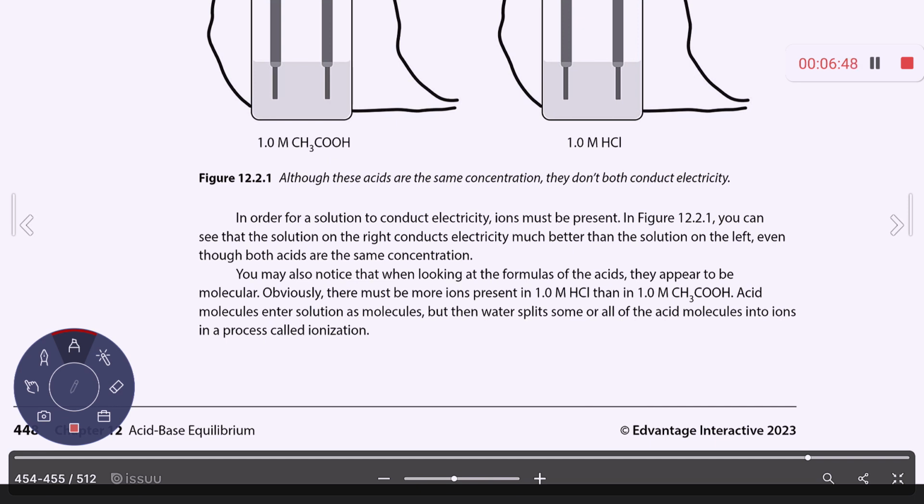All right, so in order for a solution to conduct electricity, ions have to be present. The right conducts electricity better than the solution on the left, even though both acids have the same concentration. There must be more ions present in 1 molar HCl than in 1 molar acetic acid. And I think that's all we need to highlight there. Okay, let's take a look at the next page.